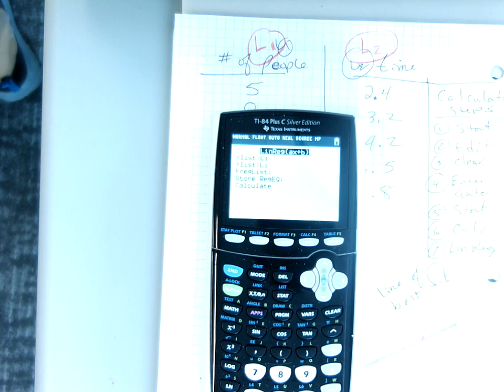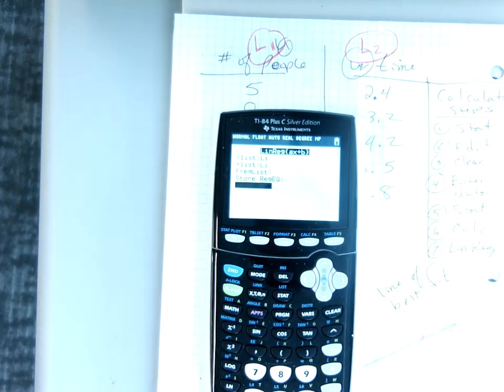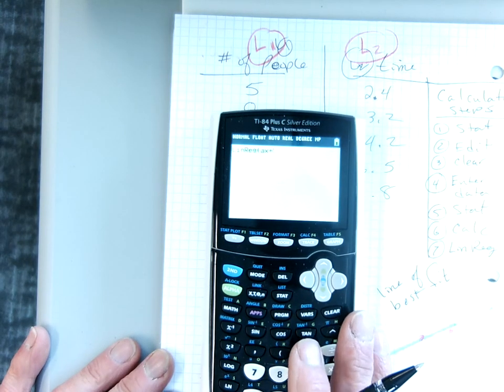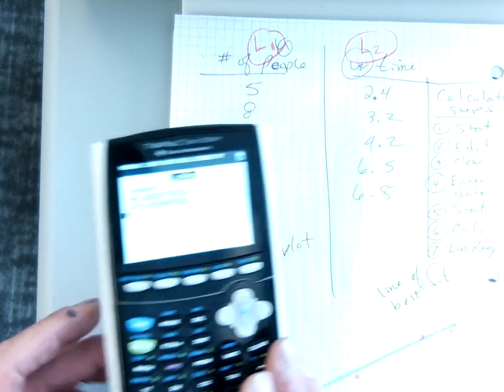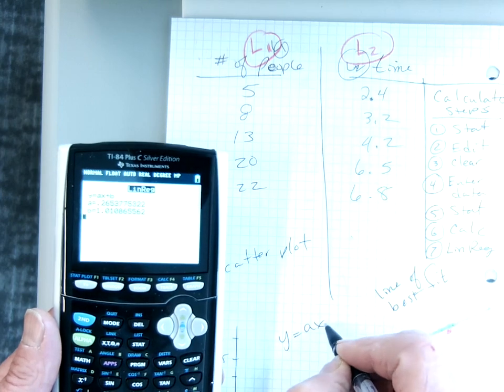Now, let's run this through. Sorry, now go down to calculate and push enter. Okay, now push calculate. And there's my answer. So my answer is y equals ax plus b.